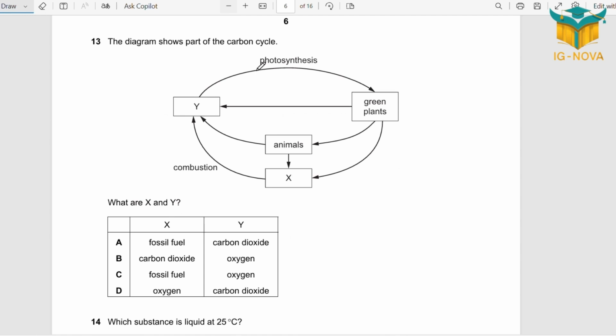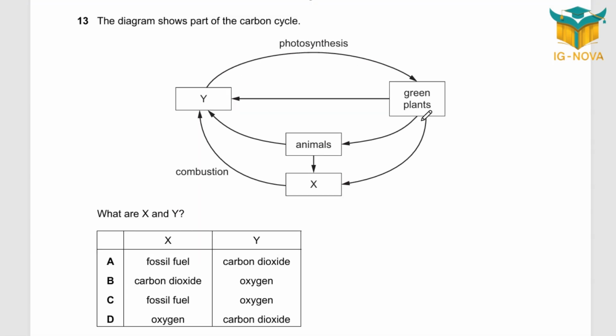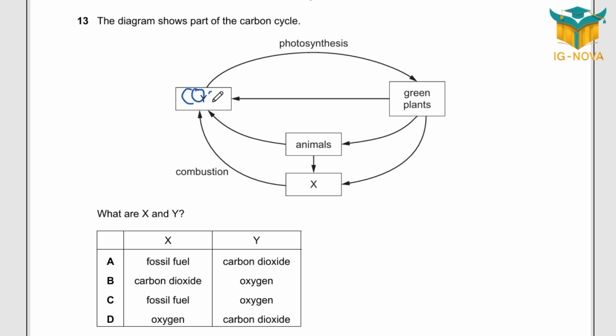Last question for biology. Photosynthesis. We did this question firstly, to green plant. So carbon dioxide. Why carbon dioxide, why not the water mixture? Because this is the carbon cycle, not the water cycle. Animal changes into X, then due to combustion again releases carbon dioxide. So X is a fuel. Combustion, X is a fuel. So option A.